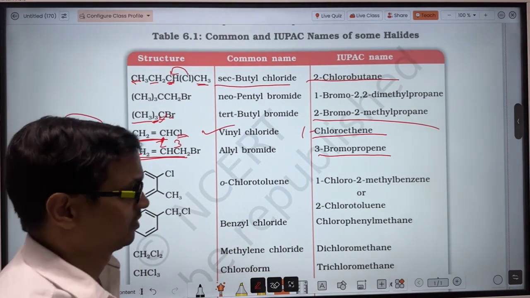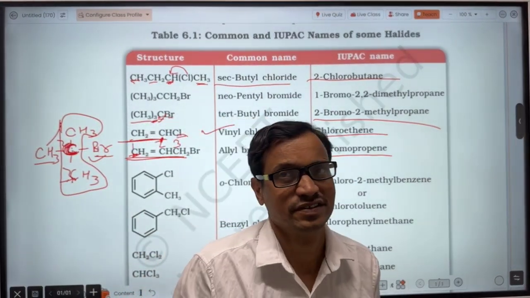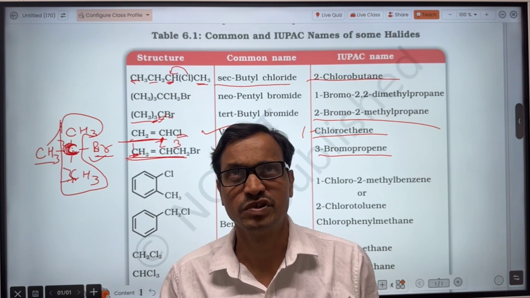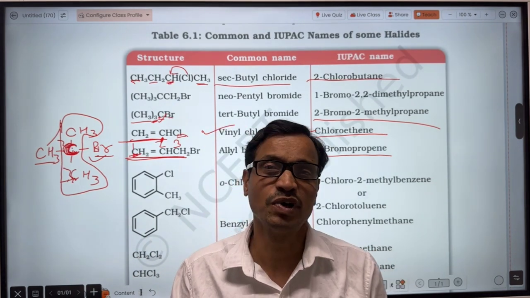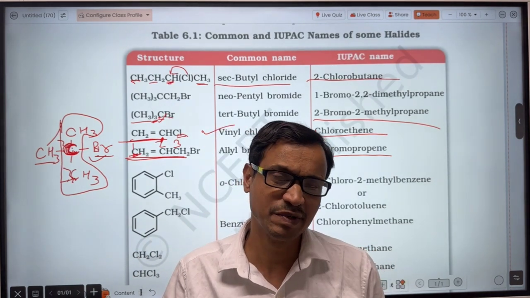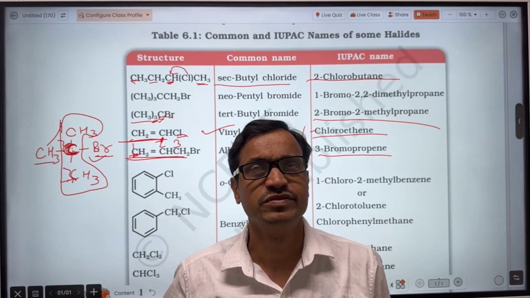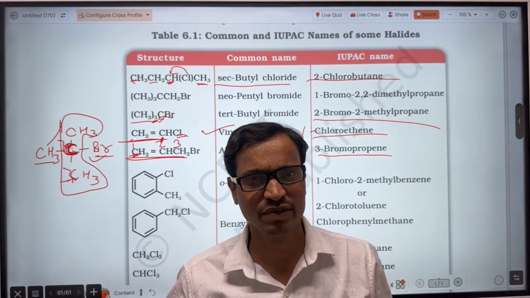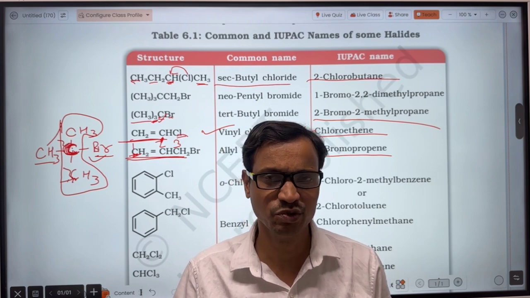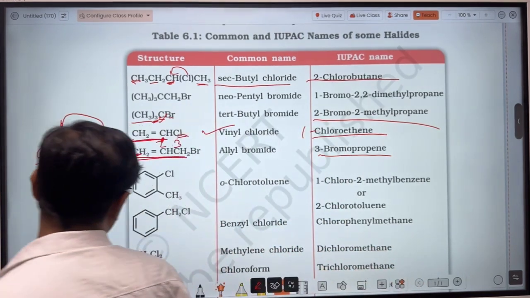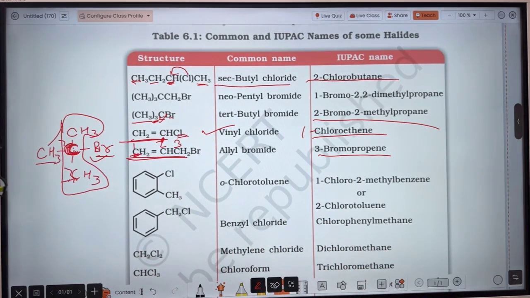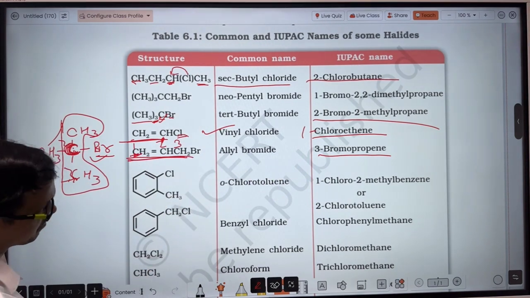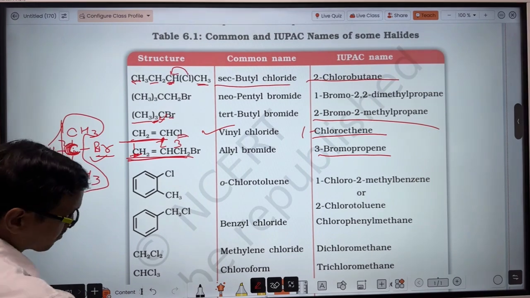Allyl halide is the compound in which the halogen will be bonded to that carbon atom whose hybridization will be sp3, but that will be bonded to an sp2 hybridized carbon. Okay, so common name is allyl bromide and IUPAC name is 3-bromopropene. Now let's see about this compound.